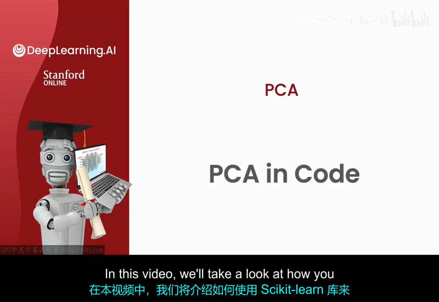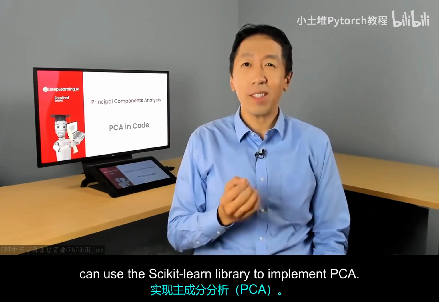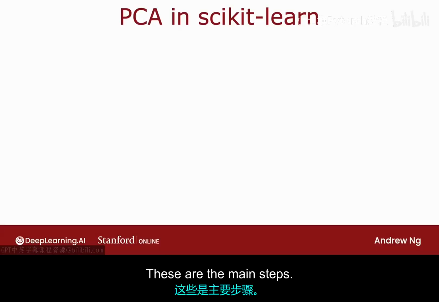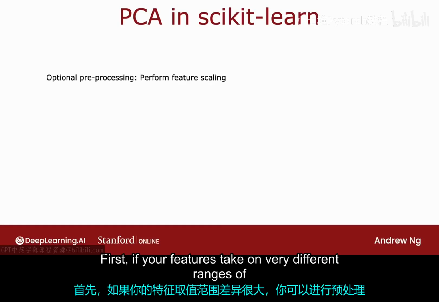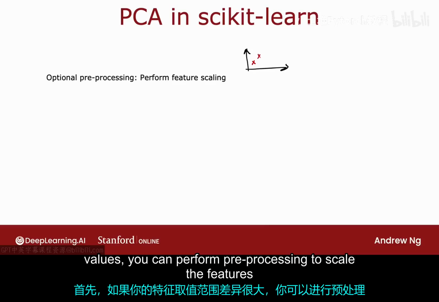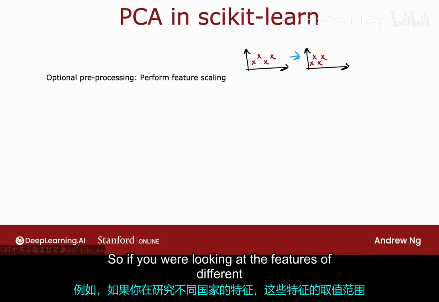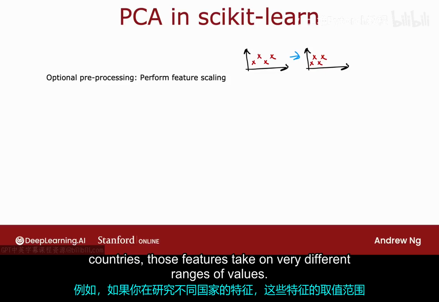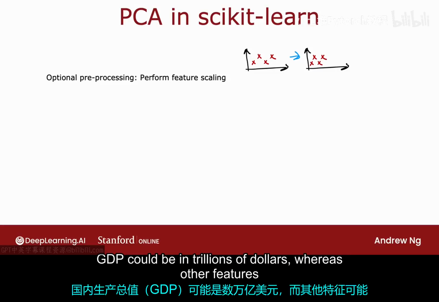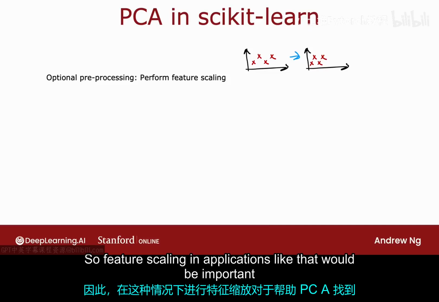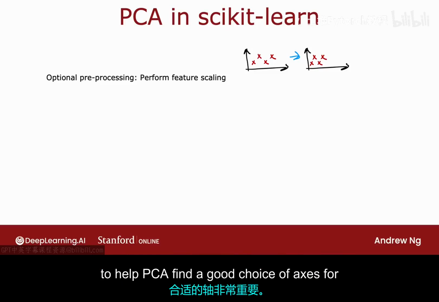In this video, we'll take a look at how you can use the scikit-learn library to implement PCA. These are the main steps. First, if your features take on very different ranges of values, you can perform pre-processing to scale the features to take on comparable ranges of values. So if you were looking at the features of different countries, those features take on very different ranges of values. GDP could be in trillions of dollars, whereas other features are less than 100. So feature scaling in applications like that would be important to help PCA find a good choice of axes for you.